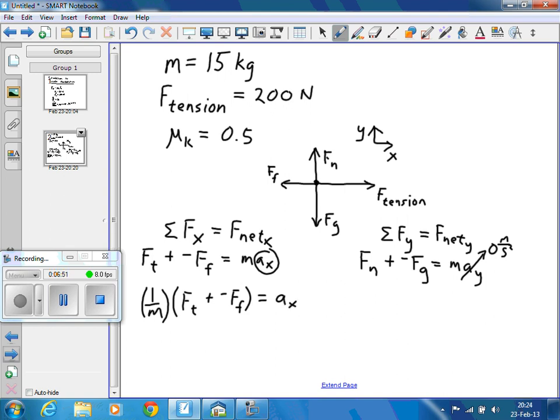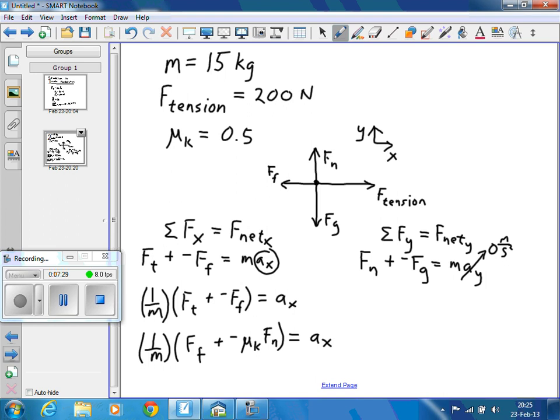Now it's clear that if I knew the mass of the box and the tension force and the friction force, I could plug all those values in and calculate the value of the acceleration of the box. Now I do know the mass and I do know the tension force, but I don't know the friction force. So I'll substitute an equation that we have for the friction force, the one that I showed in the last slide. The friction force is equal to the coefficient of kinetic friction times the normal force.